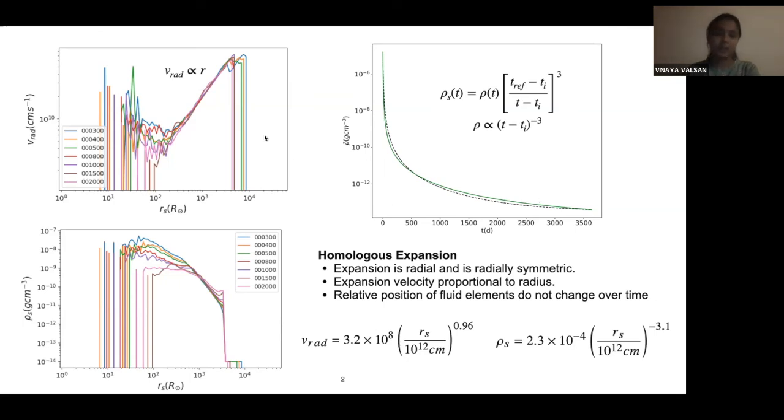So in short, our common envelope evolution simulation shows that the envelope expansion indeed follows homologous nature. And I'll stop there.